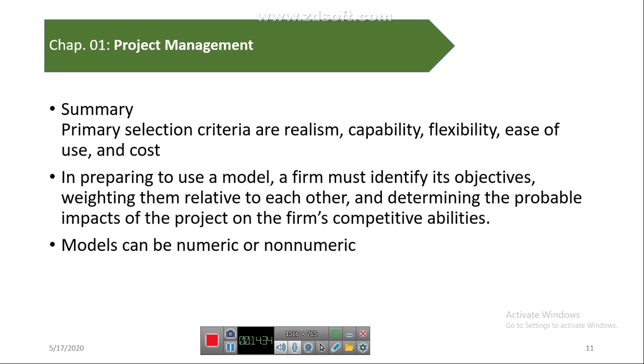In preparing to use a model, a firm must identify its objective and other probable impacts on the project and the firm's competitive ability. Models can be numeric or non-numeric, which we have discussed in a previous class. The numeric models were present value, payback period, discounted payback period, and internal rate of return, and the non-numeric ones we discussed were credit cards and operating necessity, and so on.